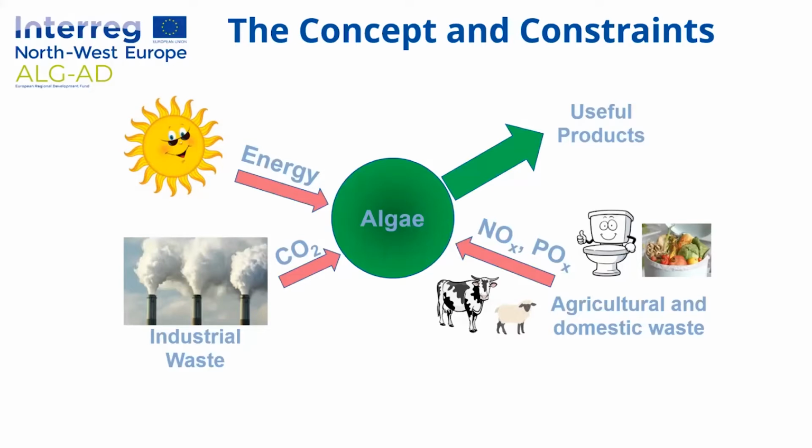Now, ideally as well, we would have used an industrial flue gas to supply carbon into the system, so CO2 or CO really into the algal growth period. But in this particular case, it was too expensive to reroute the flue gases from the combined heat and power plant, which was at ALG-AD. So in the end, in this particular project, we supplied CO2 from a bottled source.